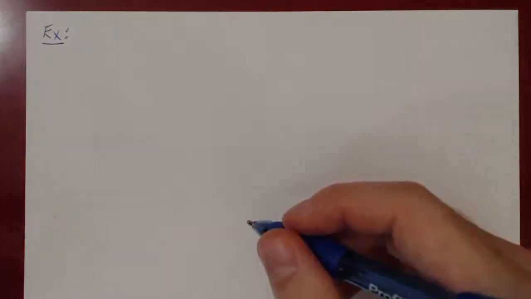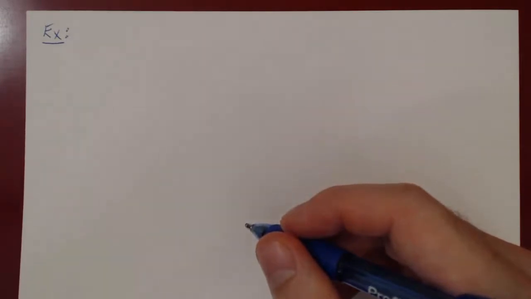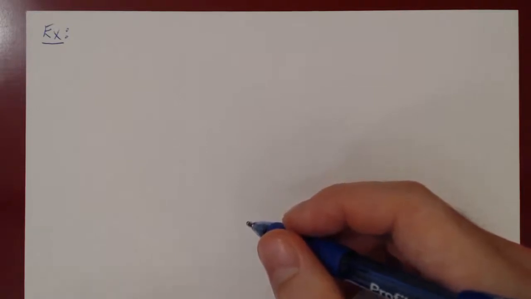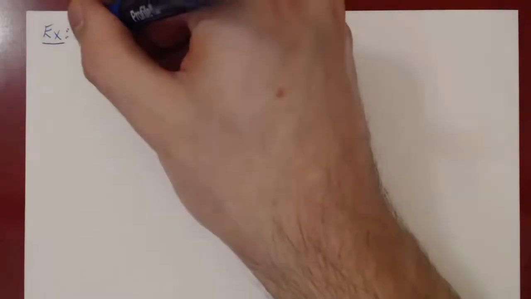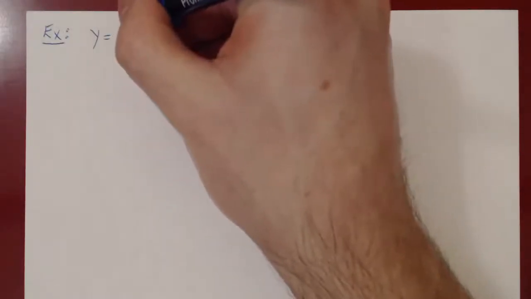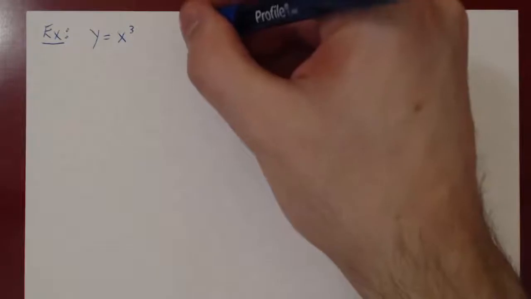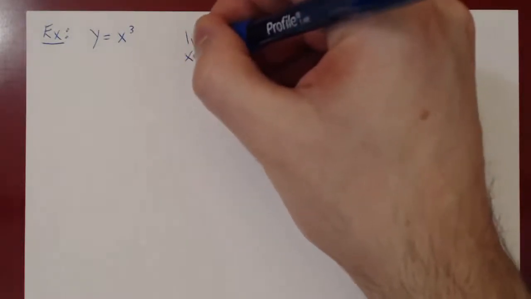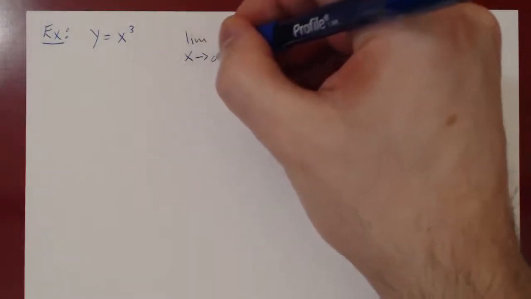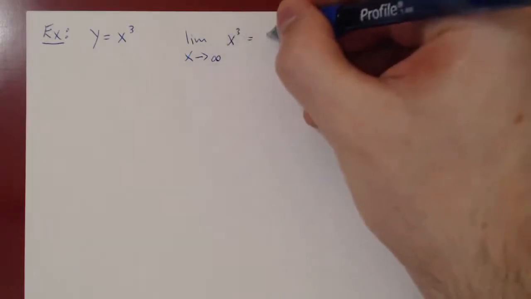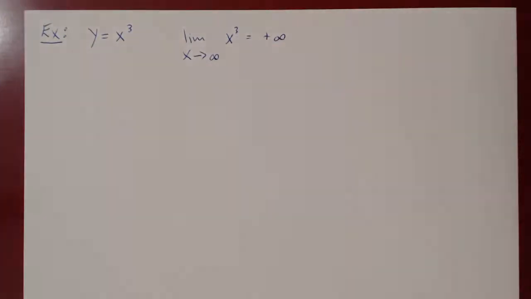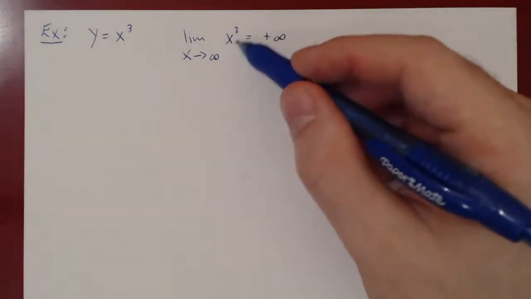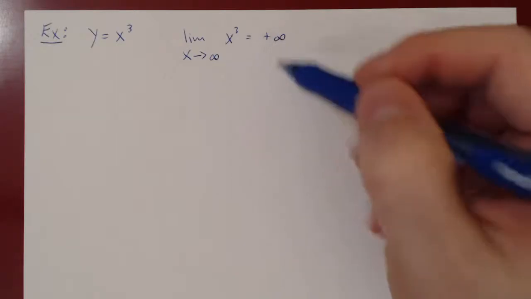Let's do a silly but still useful example, at least something to be aware of. A function may have no horizontal asymptote. Take a very simple function, y equals x cubed. The limit as x approaches positive infinity of x cubed is simply positive infinity. So when x is bigger and bigger and bigger, the function blows up. So the y values are not getting closer to any single value.